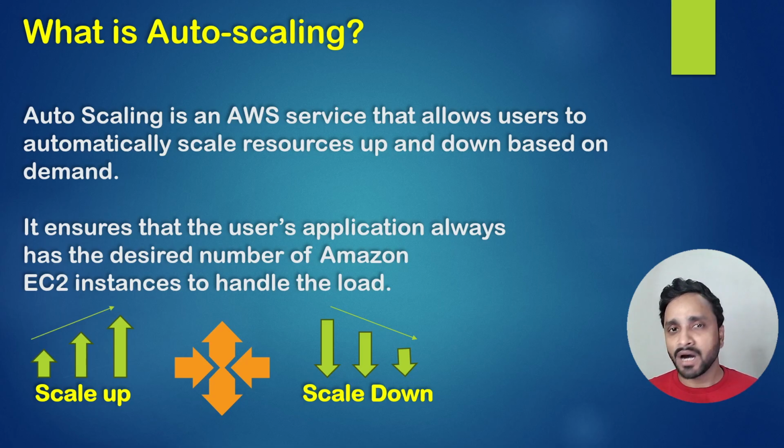Another part of auto scaling is horizontal auto scaling and vertical auto scaling. In vertical scaling, we increase our resources within the same server. In horizontal scaling, we increase our servers horizontally. This is the difference between vertical and horizontal scaling.